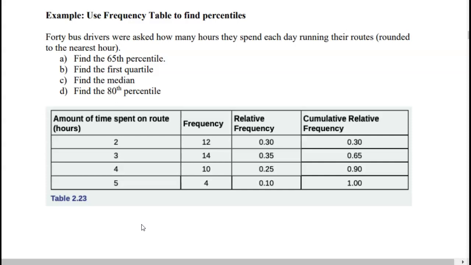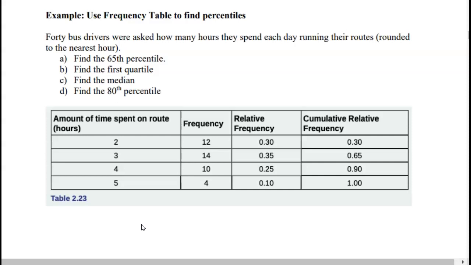So the frequency table is given. There are people who said they spend 2, 3, 4, 5 hours en route. The frequency tells you that 12 bus drivers spend 2 hours, 14 bus drivers spend 3 hours, and so on. These are rounded to the nearest hour. And we're also given the relative and cumulative frequencies.